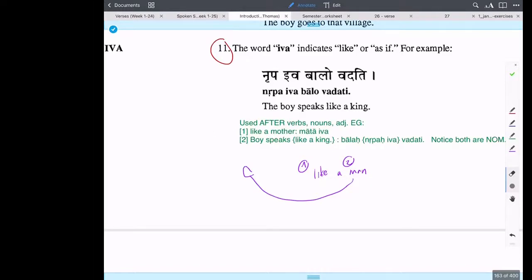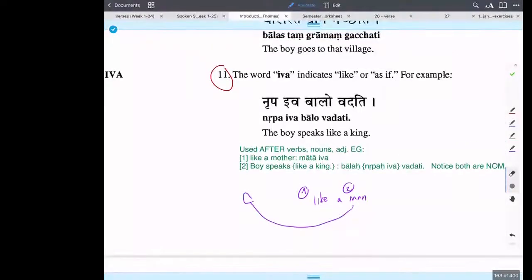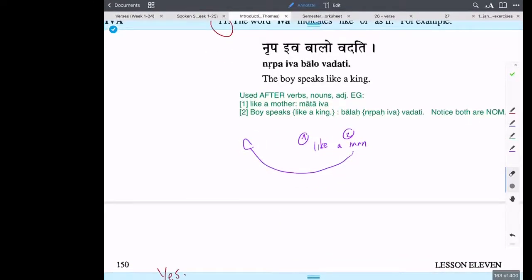Dave, what will be like knowledge in Sanskrit? Jnanam Iva. Good, that's it. Yamuna, what will be like a boy? Balaha iva. Good. So all we're doing is we're putting the Iva, the like, last, whereas in English, it's reversed. So here it is. The boy speaks like a king. The boy, Balaha, speaks Vadati like a king, Nirpaha Iva.